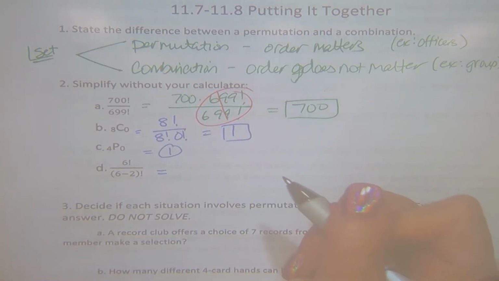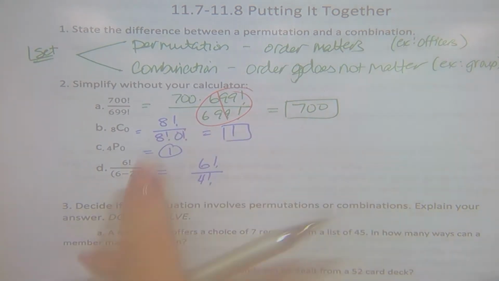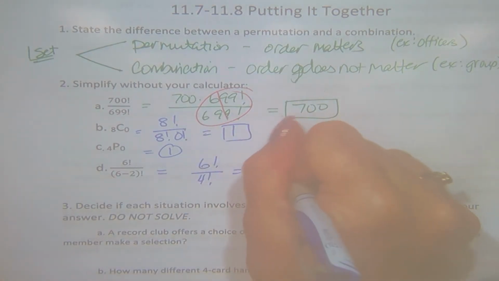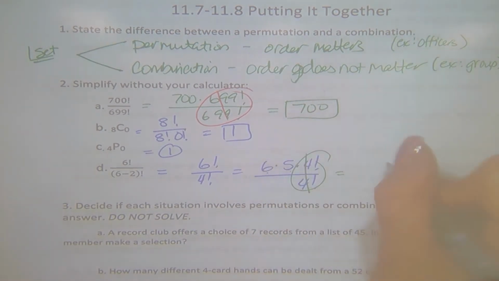Okay, this kind of hits the order of operations. I've got 6 factorial over 4 factorial because I need to do that 6 minus 2 first. So to show how to simplify, I would stop at 4 factorial, show that that cancels out, and I'm left with 6 times 5, which is 30.